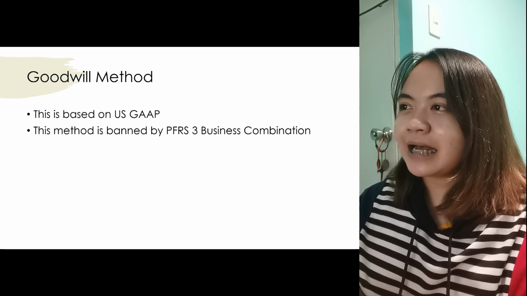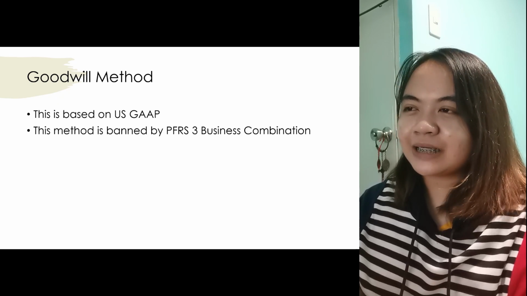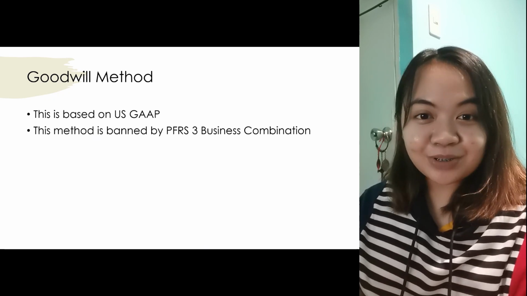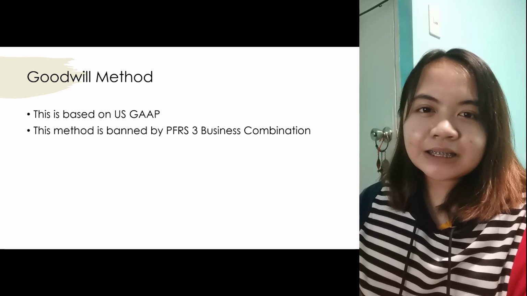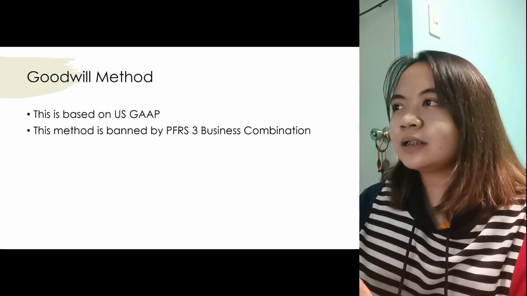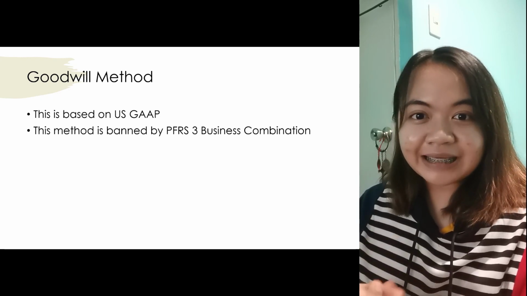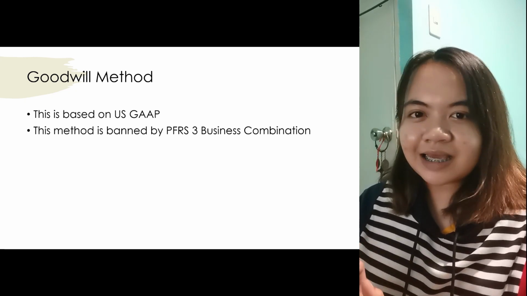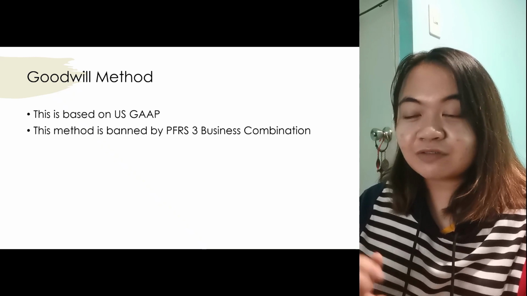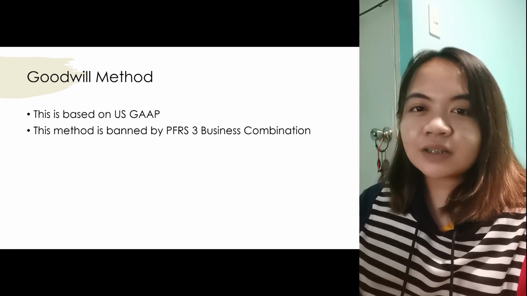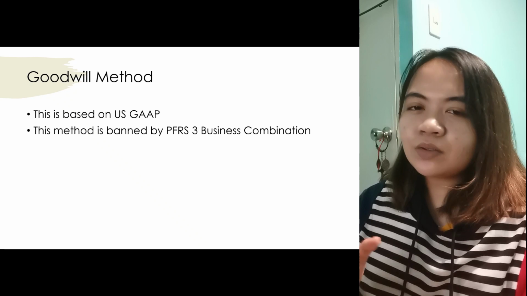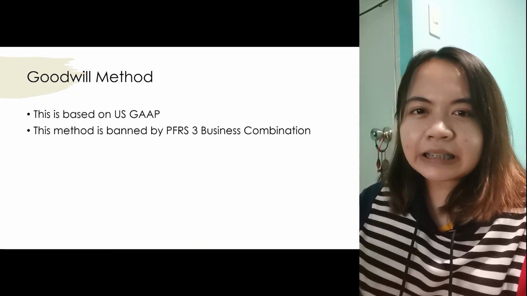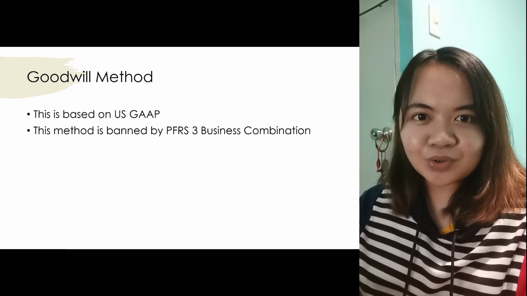This is based on US GAAP and this method is banned by PFRS 3 business combination. Okay? Bakit hindi na siya ginagamit? Kasi conflicting na siya kay PFRS or even IFRS. PFRS kasi Philippine. Ang naging basis niya is IFRS 3, International Financial Reporting Standard. So, naging conflict na siya kay PFRS 3 na ang goodwill method is ginagawa lang siya sa business combination.